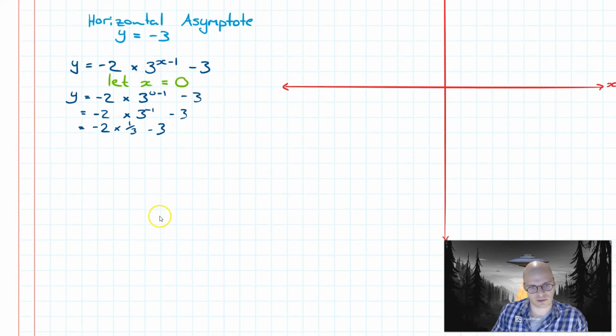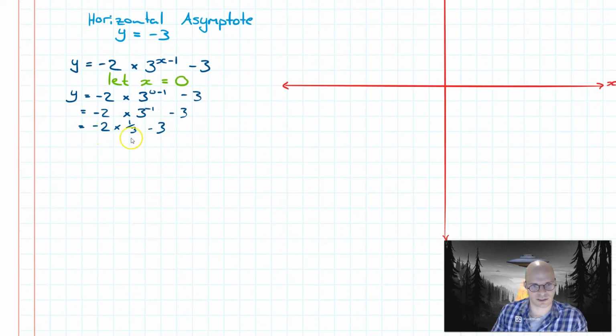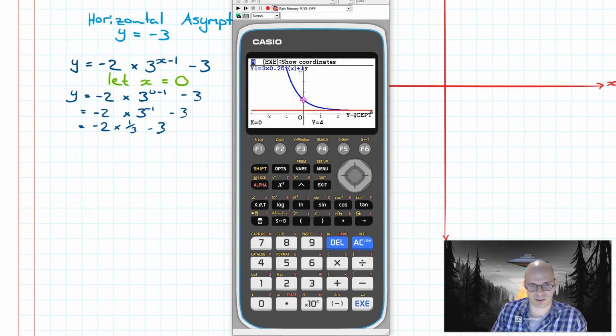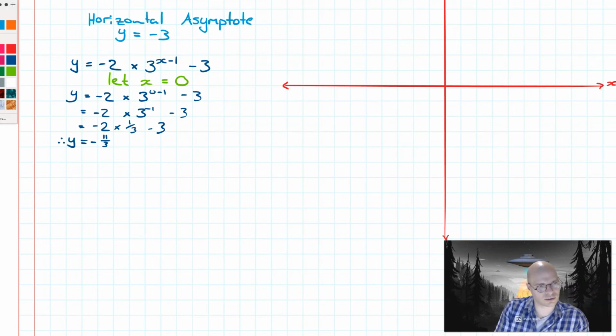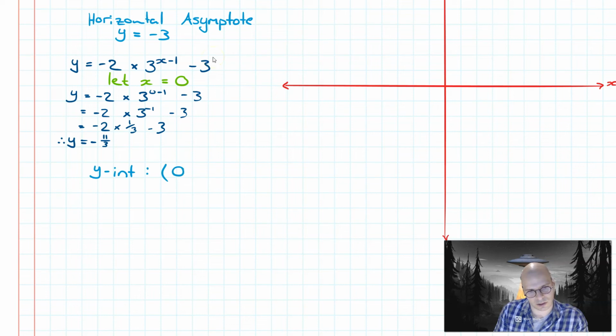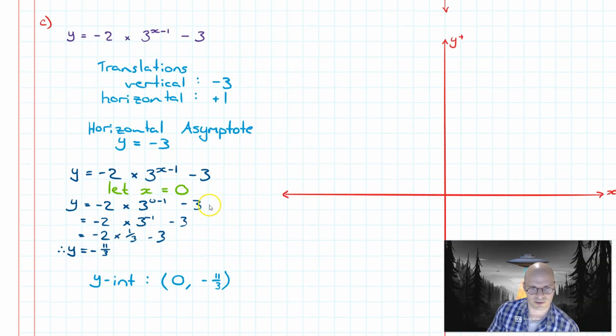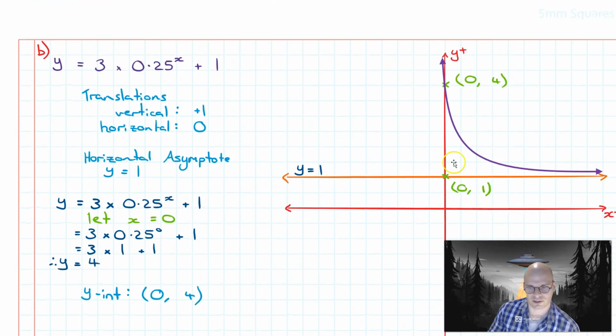Alright, now to this point I'm given a little tricky thing to do. Rather than try and crunch this in my head, which I'm sure I can do, I'm just going to use a calculator so I'm less likely to make a mistake. So I get -11/3. And thus I can see that my y-intercept is at 0, -11/3. Just like that.